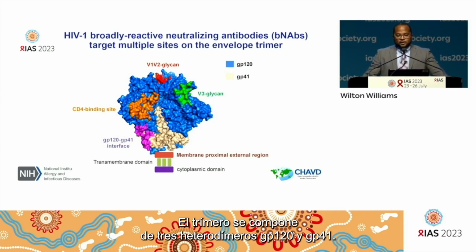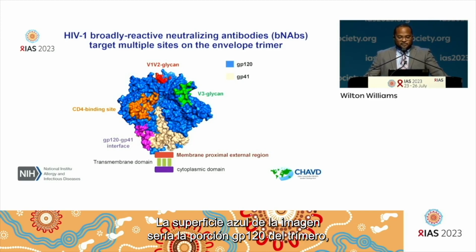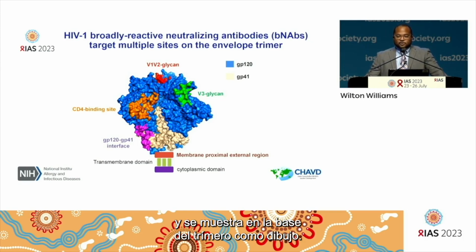As a reminder, the trimer is comprised of 3 gp120 and gp41 heterodimers. The blue surface of this image represents the gp120 portion of the trimer, and the beige surface near the base of the trimer represents gp41. Now, there's a portion of gp41 that's membrane-bound and for which we do not yet have a structure, and it's shown at the base of the trimer in cartoons.